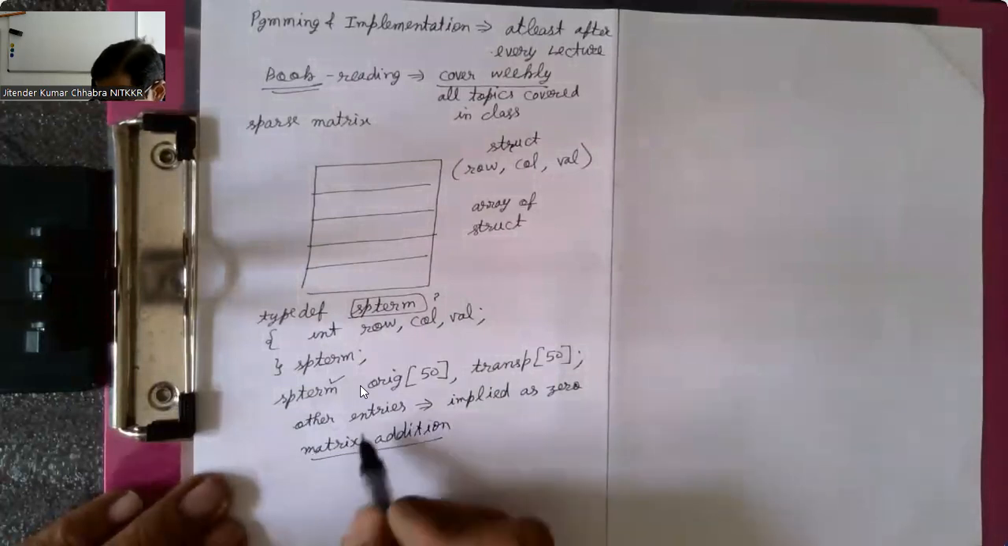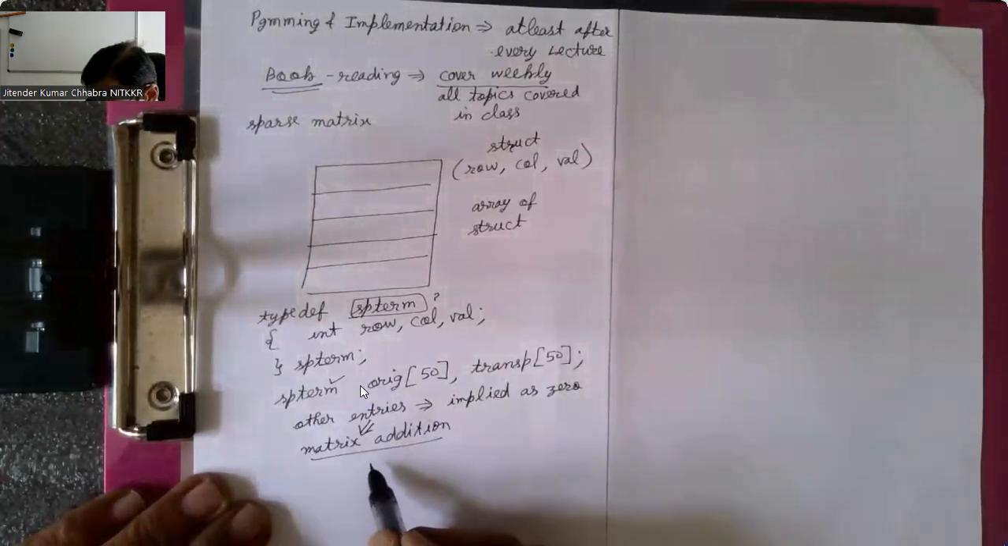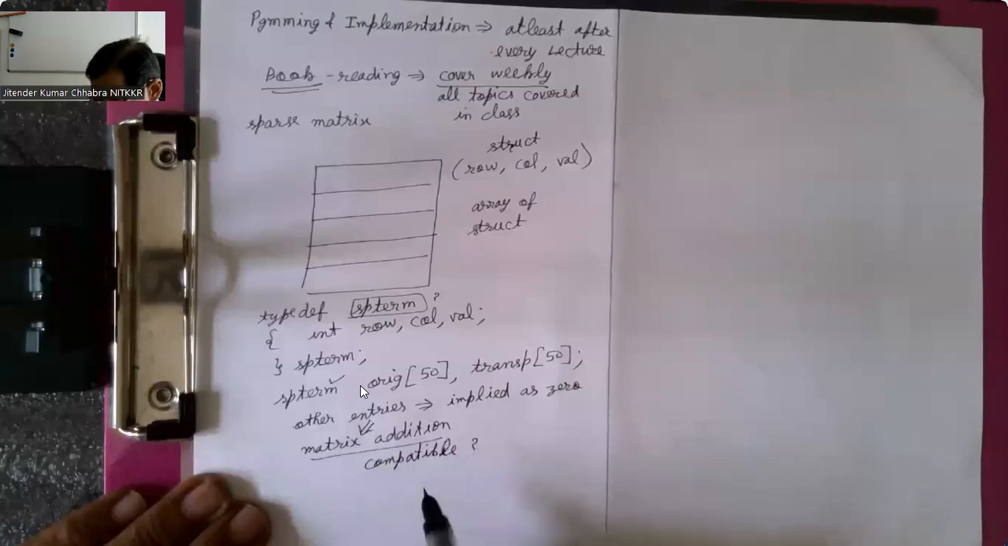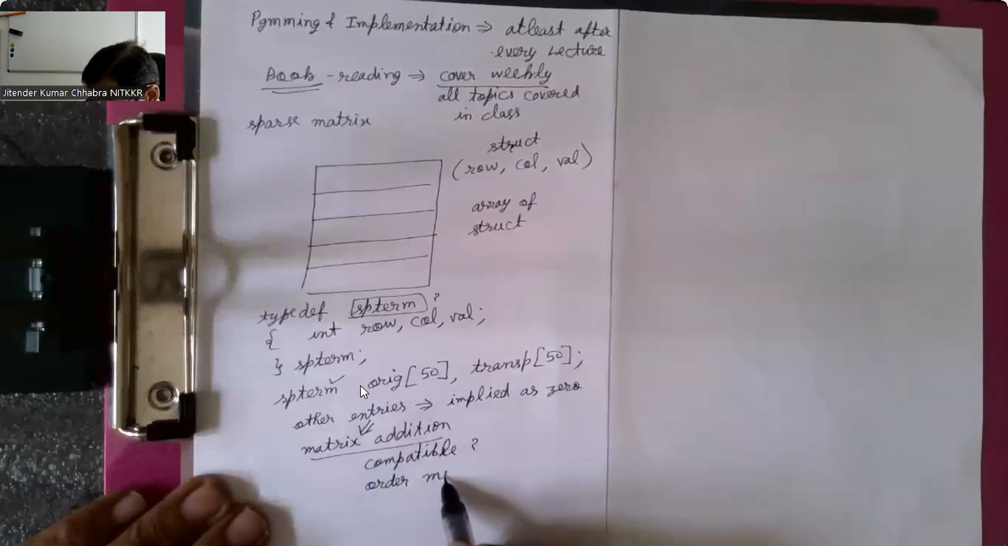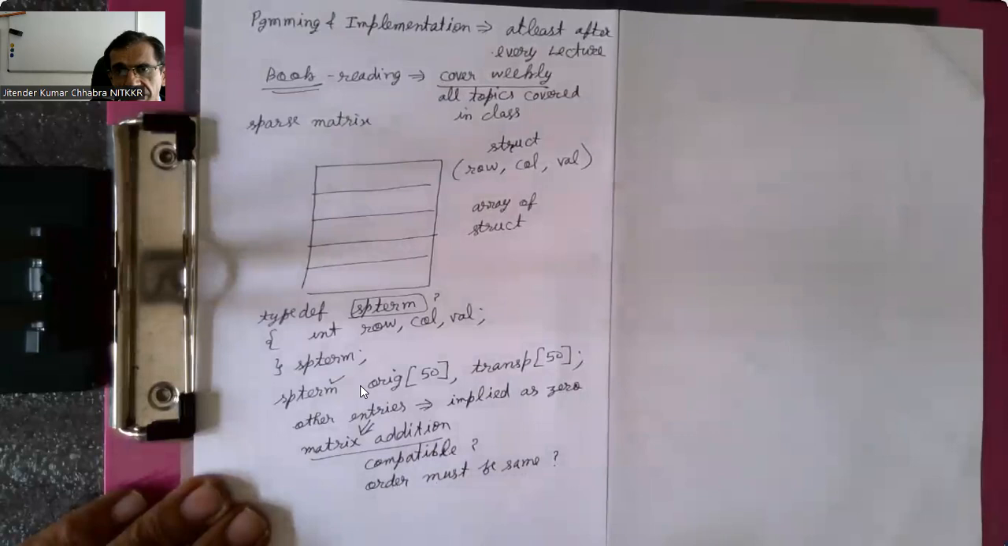But when you are doing matrix addition, you have one more requirement. Not all matrices can be added with each other. They have to be compatible in the order. So compatibility has to be checked. That means their order must be the same. But have we stored the order anywhere? In the new representation, we have not stored the order of the matrix.